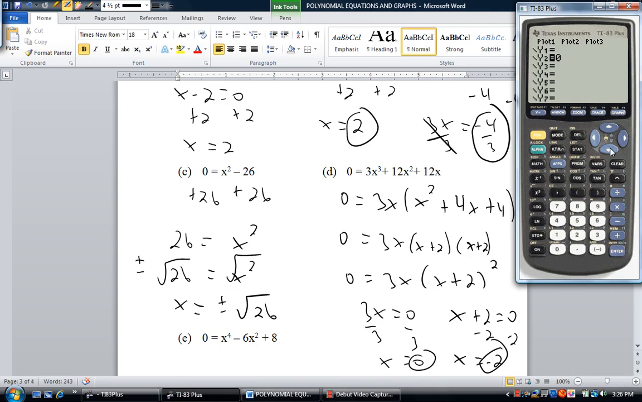Hopefully you have an instructor that says that's okay, go ahead and use it. If you don't, you better learn how to do this algebraically. So we have 3x cubed plus 12x squared. I'm just typing in the original problem.